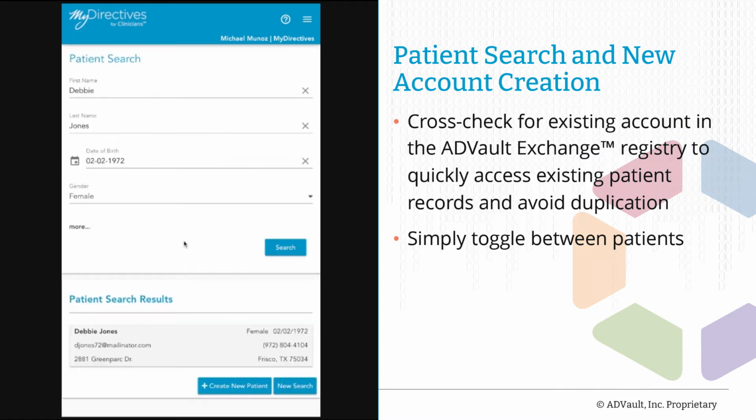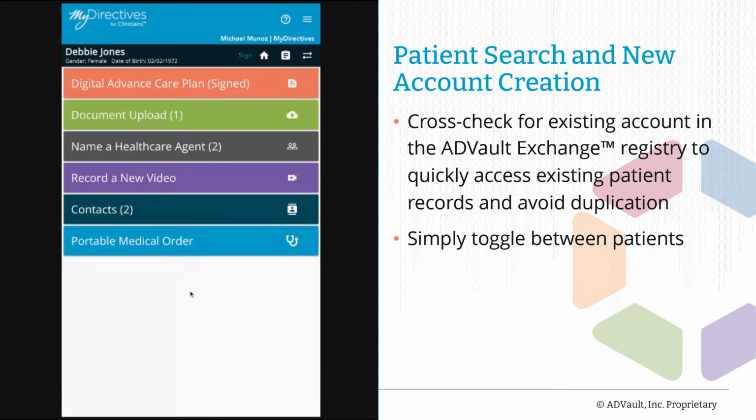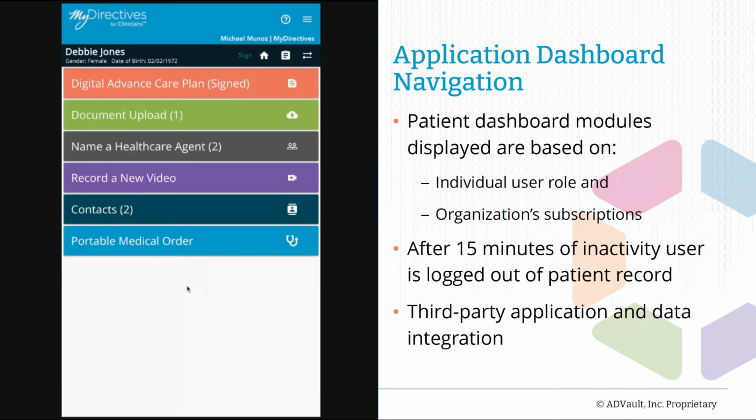And of course, Debbie Jones does have a record in our platform, so I can verify additional contact information to confirm that it is her that I want to work on. And if everything matches, we can pick Debbie, and you'll now see the dashboard for My Directives for Clinician. Again, these modules are based on your role in the organization and what you subscribe to or need as a user. You'll see Debbie's patient information here in the header. Again, just to confirm that it is Debbie that you're working on.